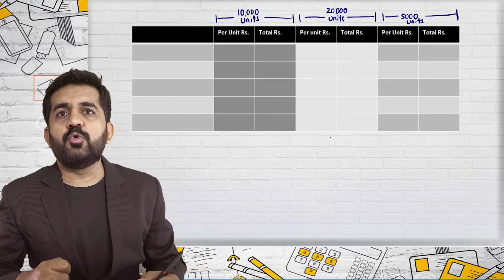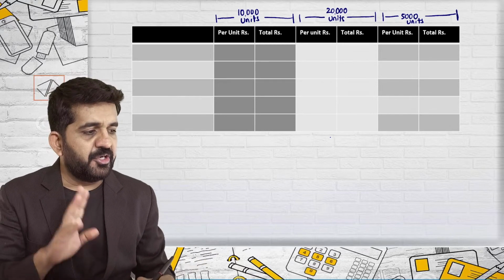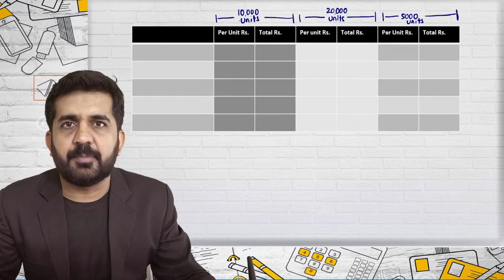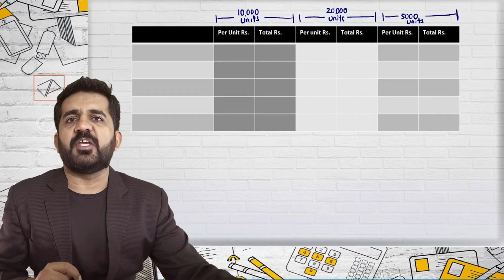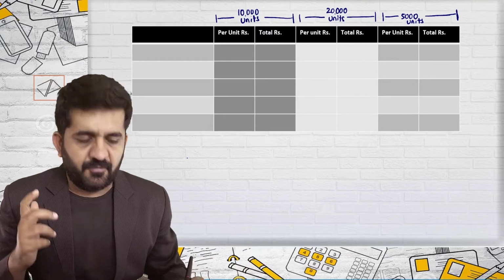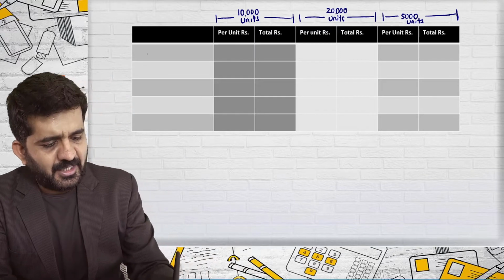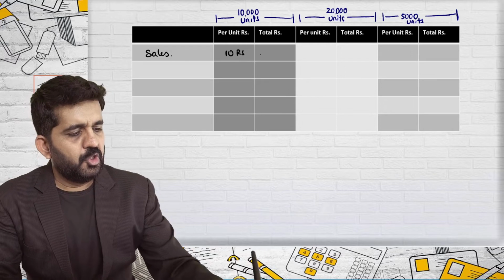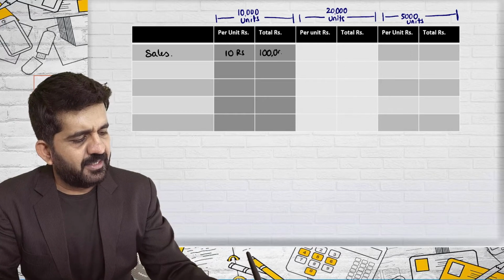I am trying to do a profitability statement under each and every point: if I manufacture and sell 10,000 Pani Puri dishes, if I manufacture and sell 20,000 Pani Puri dishes, and if I manufacture and sell 5,000 Pani Puri dishes. Let us start with sales. We know selling price per unit is 10 rupees. So total sales will be 1 lakh.